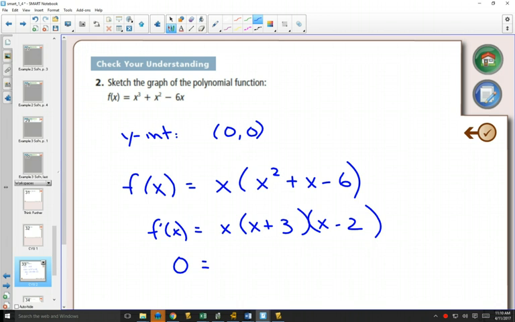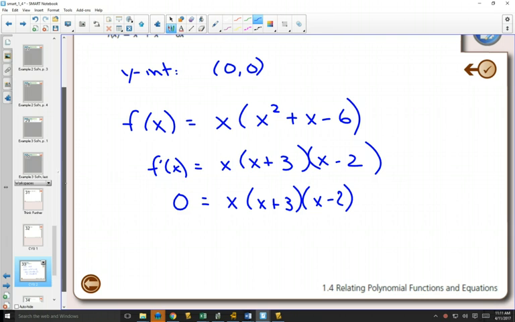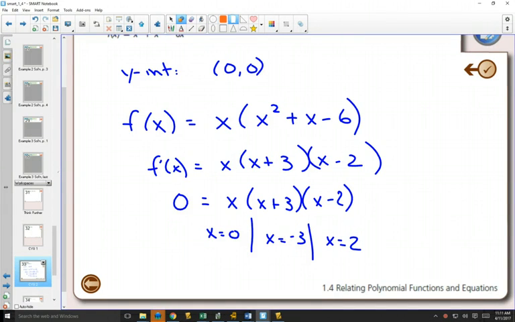So if we set y equal to 0, here I'll just write it out again. If we set y equal to 0, then we can find out everywhere that x could be that would make this equal to 0. So we have 3 x-intercepts. And it makes sense that the one x-intercept is 0 because that's the same as our y-intercept that we had above.